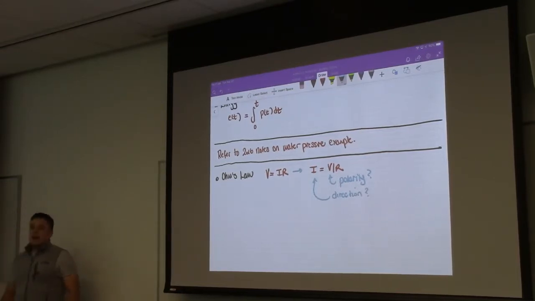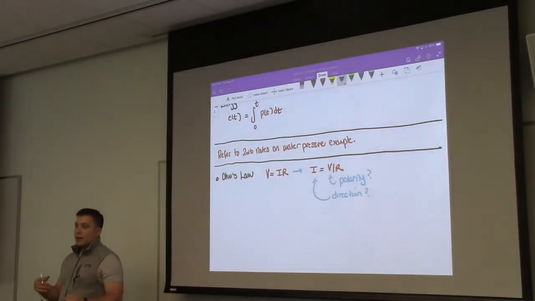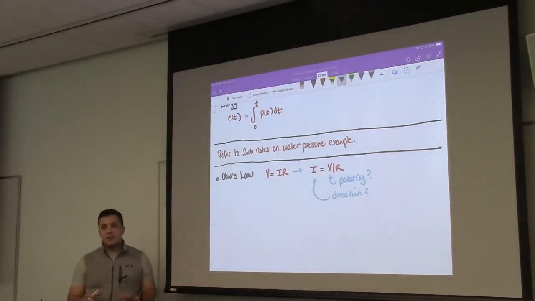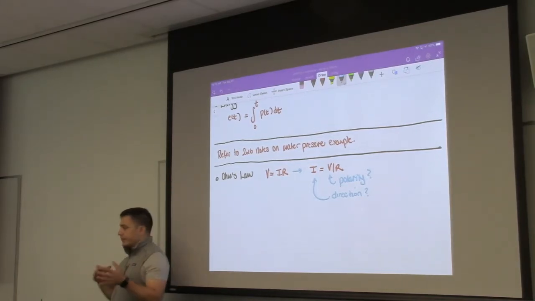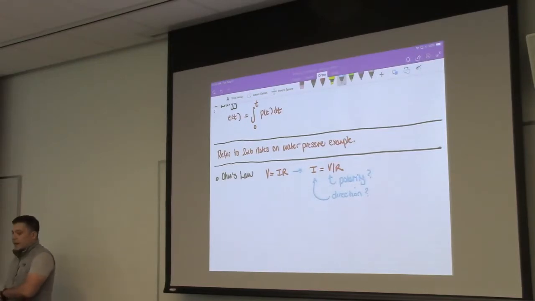Resistance does not have a directional component, a polarity or anything like that, a sign. For our purposes here in this class, negative resistance doesn't exist. There's certain mathematical things you can do where they represent resistances as negative values, but that's not going to play a role here.